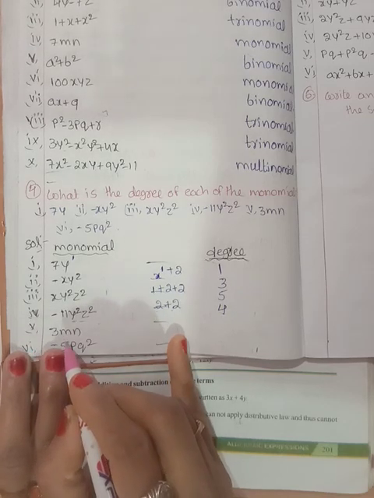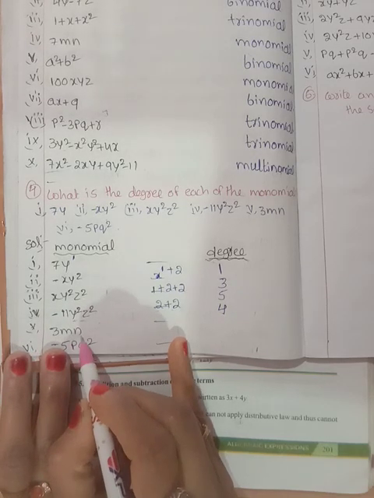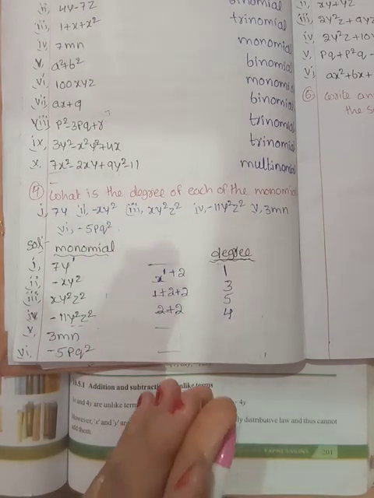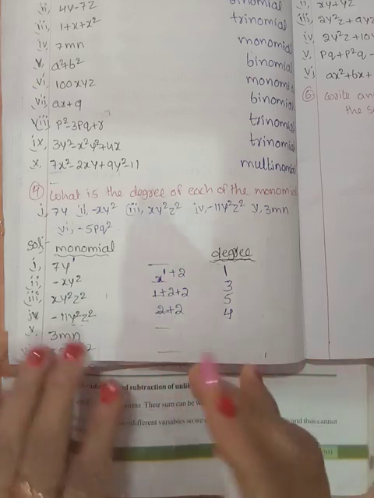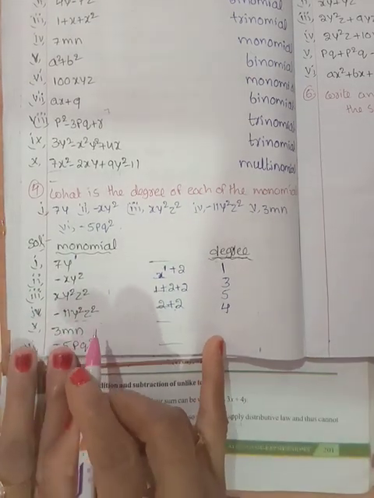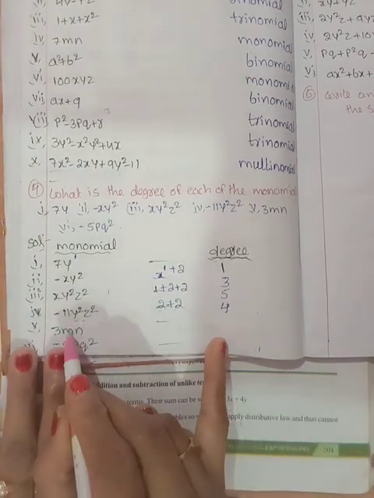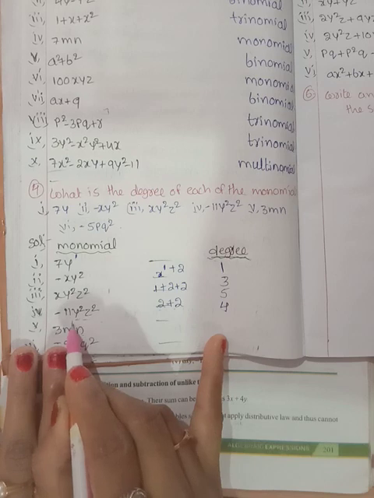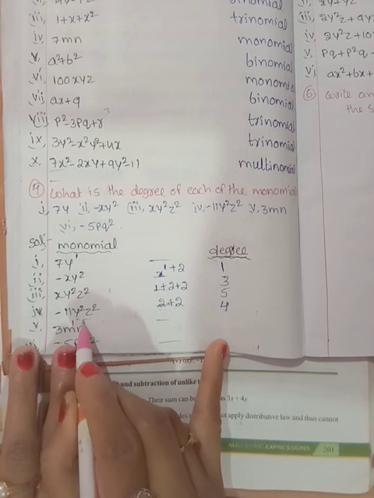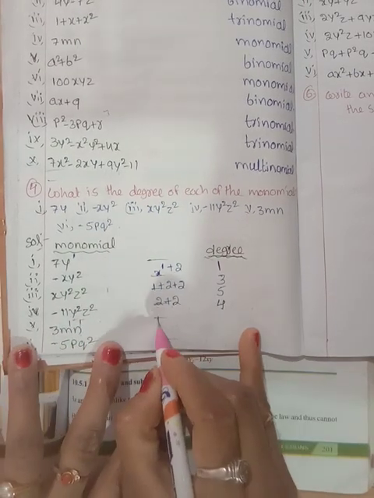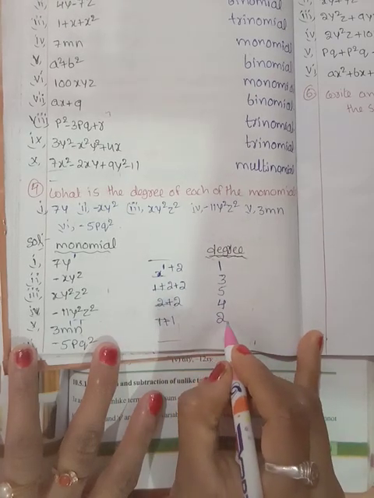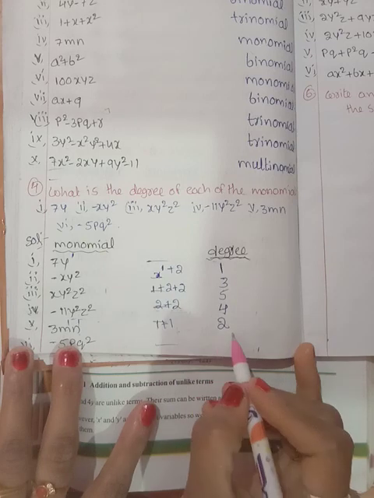You have all understood. The variables are m and n only. The sum of the exponents equals the degree. The exponent of m is 1 and the exponent of n is also 1. So 1 plus 1 equals the degree: 1 plus 1 means 2 only. So the degree is 2.